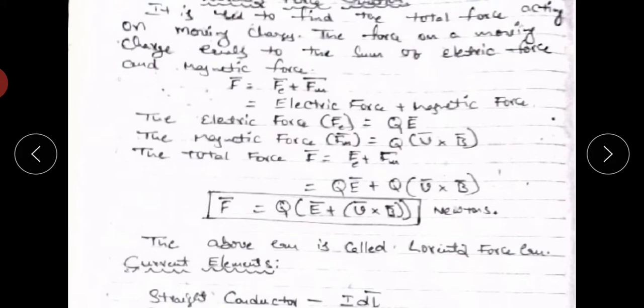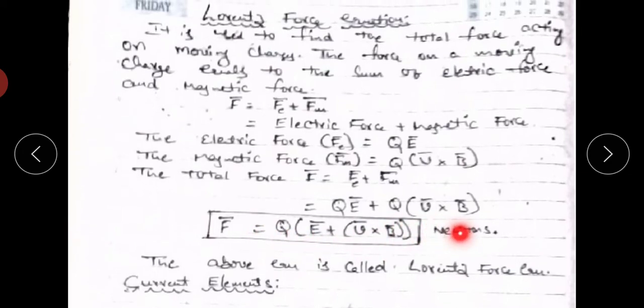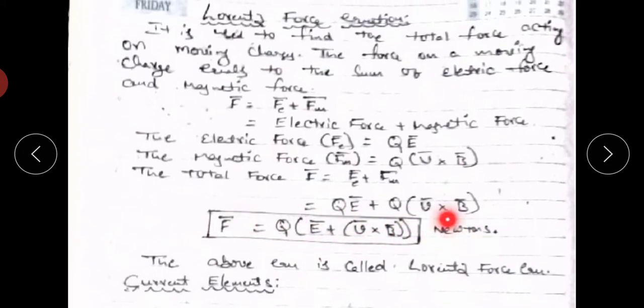Finally, the total force F bar equals Fe bar plus Fm bar. It equals Q into E bar plus Q into V bar cross B bar. So the Lorentz force equation is F bar equals Q into (E bar plus V bar cross B bar) newtons. This equation is called the Lorentz force equation. It is used to find the total force acting on a moving charge present in a magnetic field.